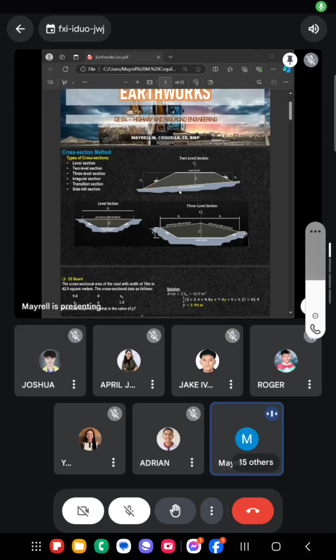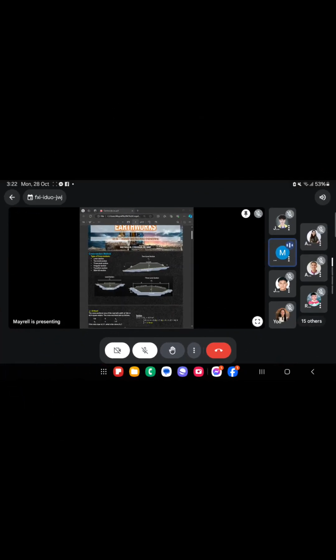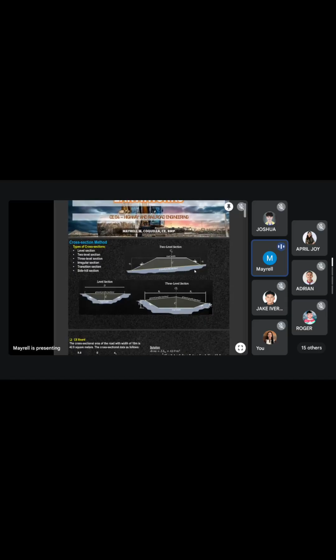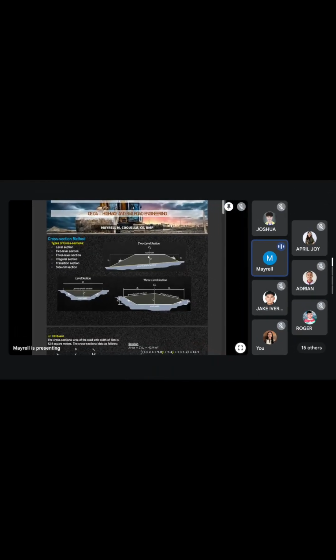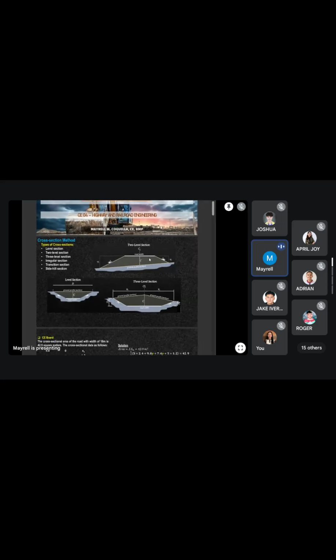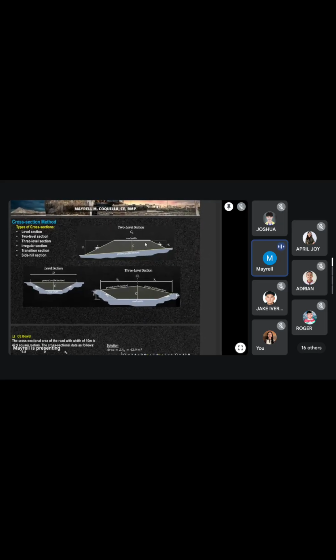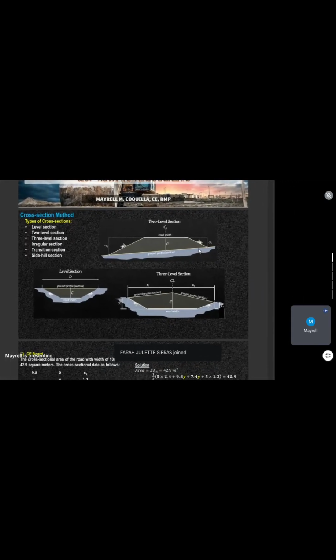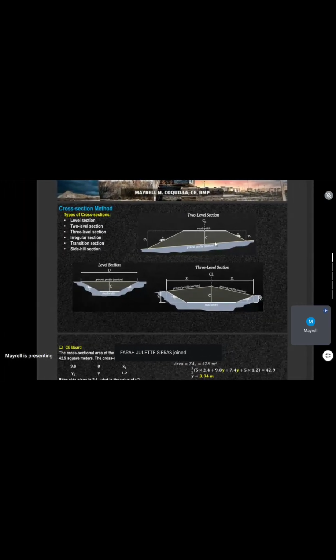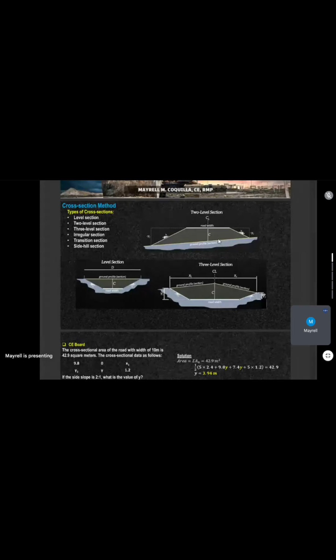For example, you have here the ground profile, so linear ang ground profile. Then, your road width, so nasa taas yung mga road width. So, that means this area or this part needs to be filled to accommodate the road above the ground profile. Then the three level section.